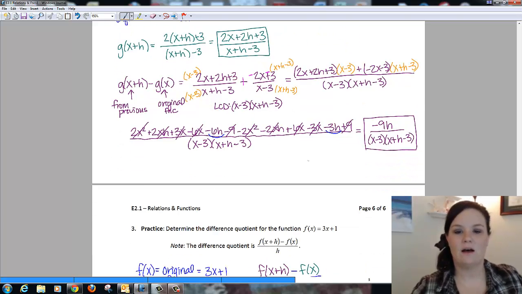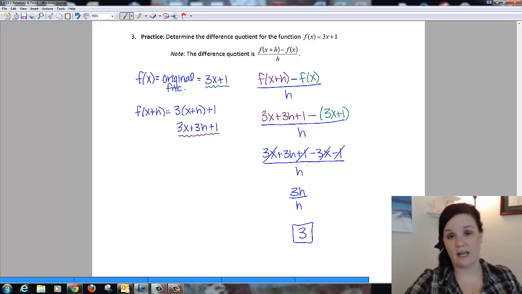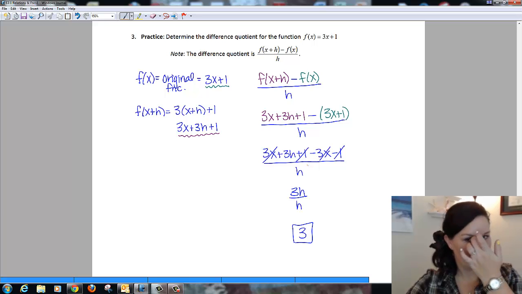Okay. And then on the third one, we're finding the difference quotient, which is f of x plus h minus f of x all over h. If you go on to calculus, you become very familiar with the difference quotient. But for this class, if I ask you to find it, I'll give it to you on the test. I'll give you the formula. You don't have to memorize it.